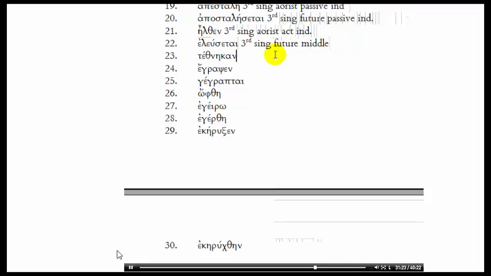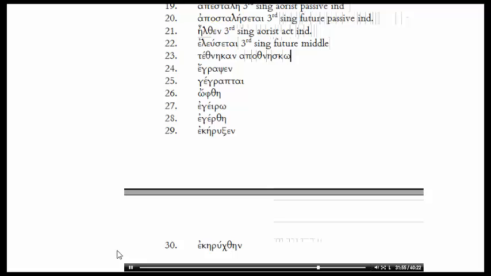Okay. Tethnekon. Well, again, you have to know your principal parts to know this one as well. This one's a little bit tricky. In fact, it's impossible if you don't know your principal parts. But what does it come from, first of all? Do you remember? Apothnesko, which is what? That's the verb to die. Okay, apothnesko would mean I am dying.